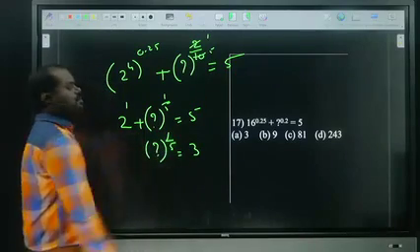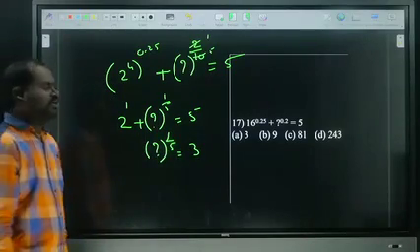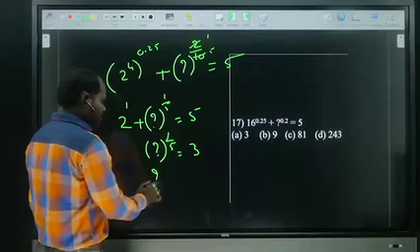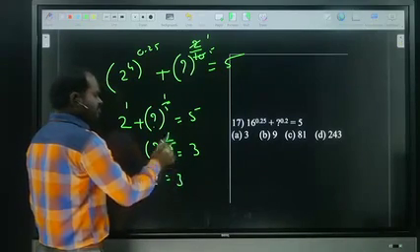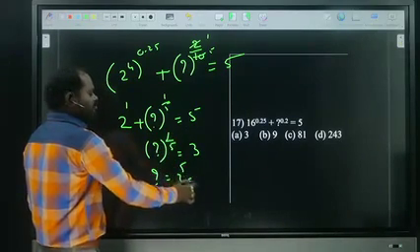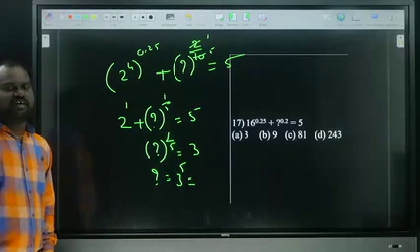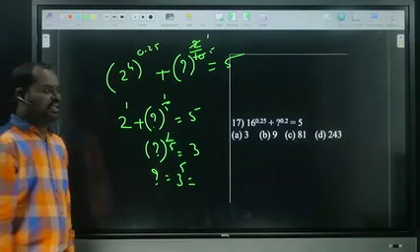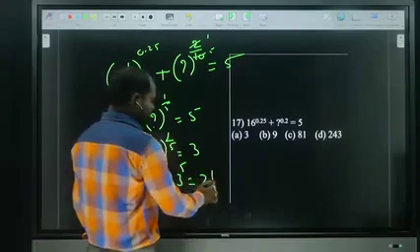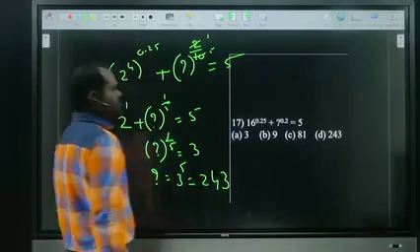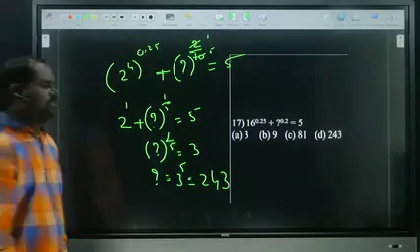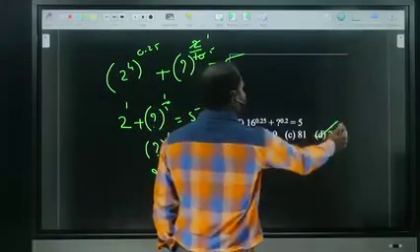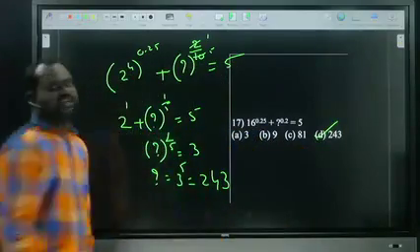We require question mark only. Then what will the question mark become? 3 to the power of 1 by 5 becomes, with the power 5, 3 power 5. 3 power 5 is nothing but 3 into 3 into 3 into 3 into 3, five times. How much is that? 243. So what is the answer? Option D. Option D is your answer, right?